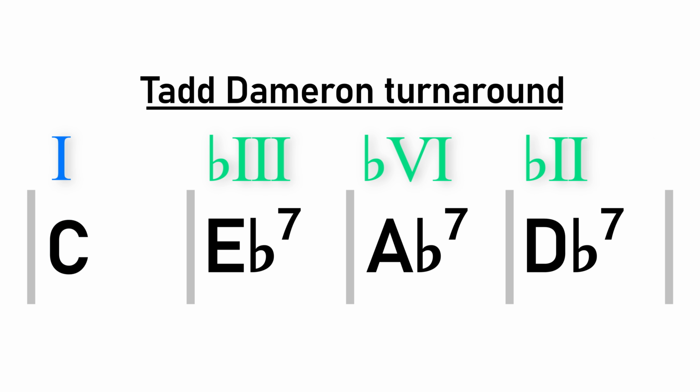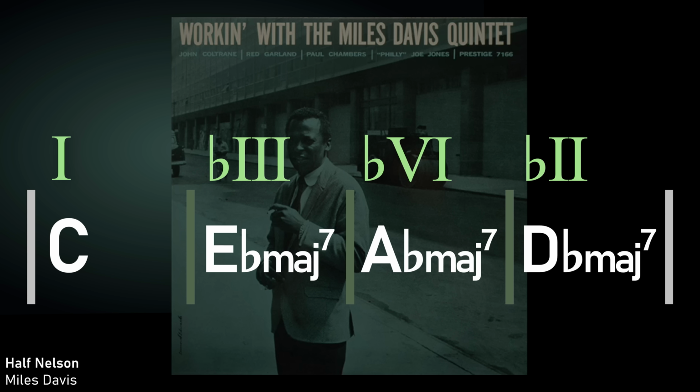The Tadd Dameron turnaround was later used in various other jazz standards, for example Half Nelson by Miles Davis.